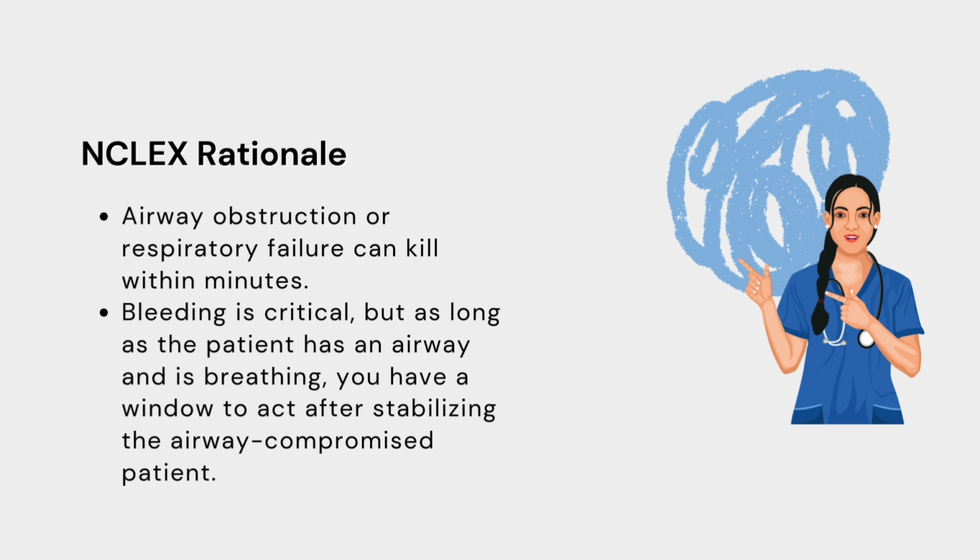The NCLEX rationale is that airway obstruction or respiratory failure can kill within minutes. Bleeding is critical, but as long as the patient has an airway and is breathing, you have a window to act after stabilizing the airway-compromised patients. So I want you to bear these tips in mind for your NCLEX, and when dealing with scenarios for NCLEX, how do you prioritize? Who do you see first?